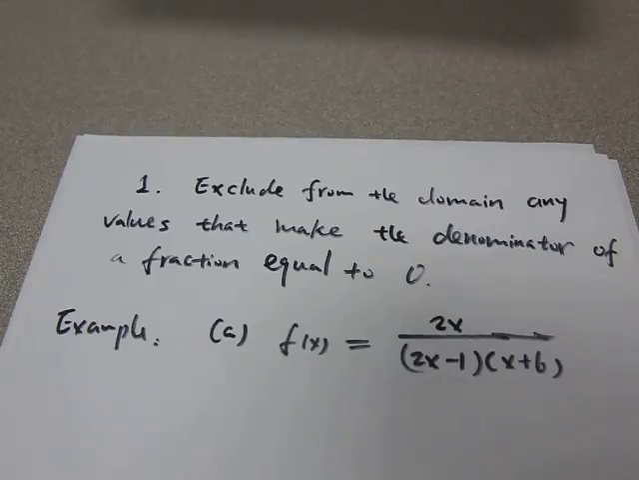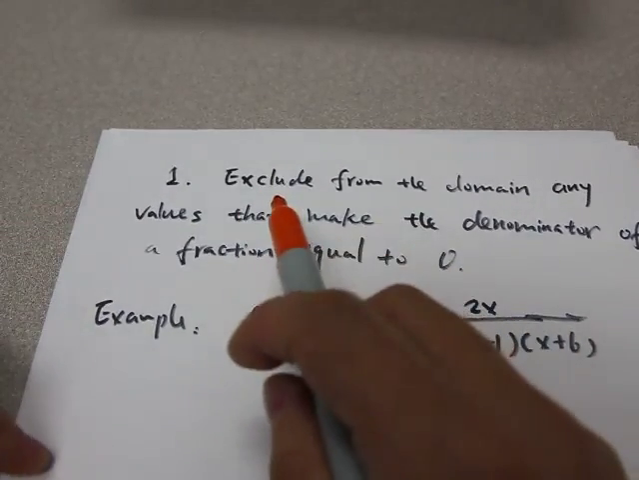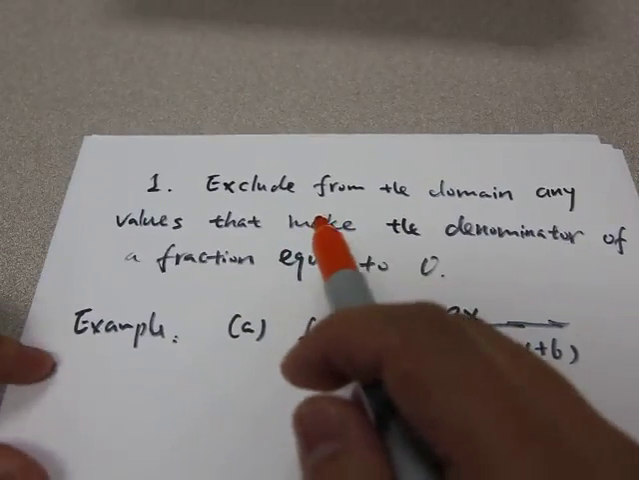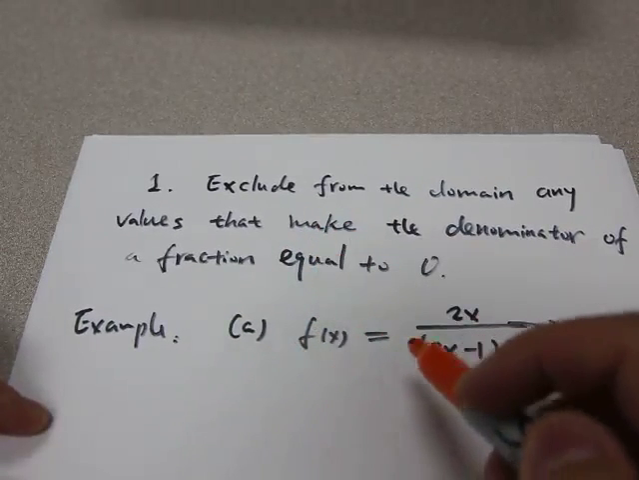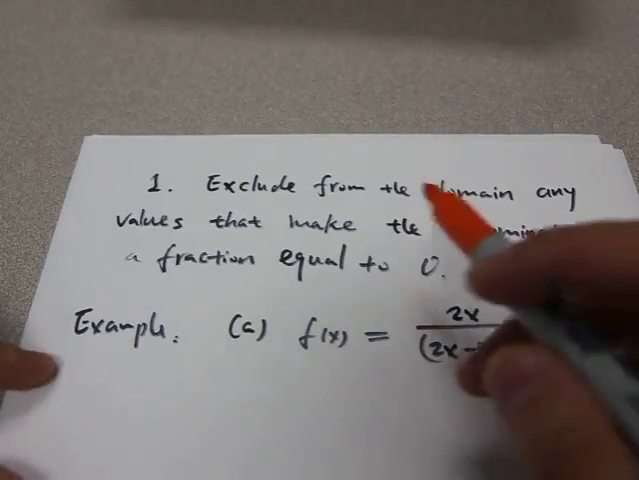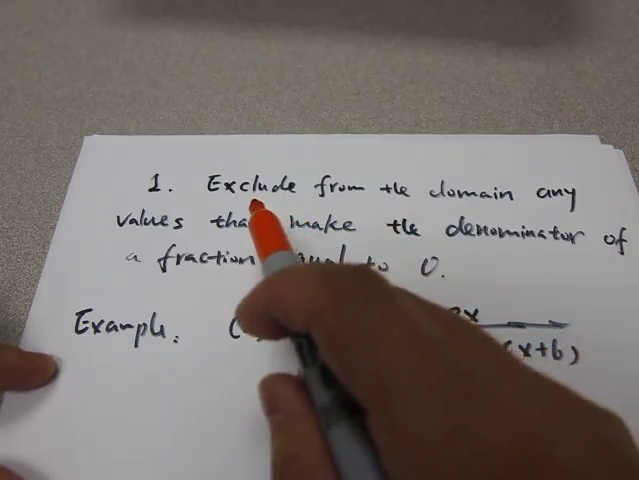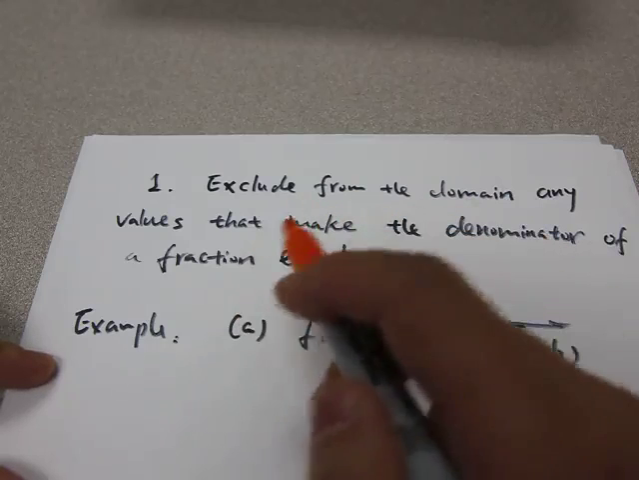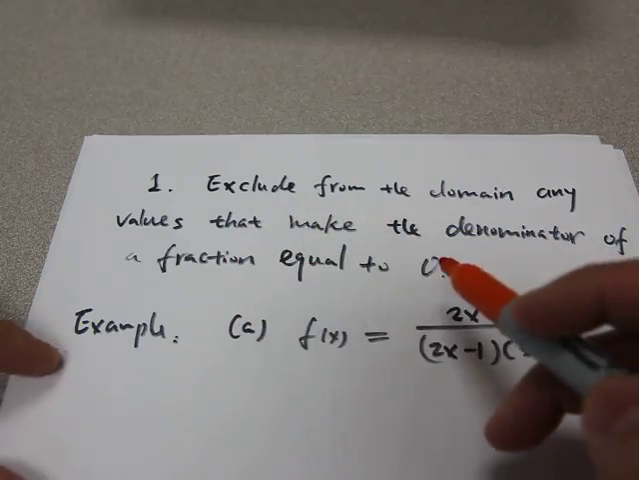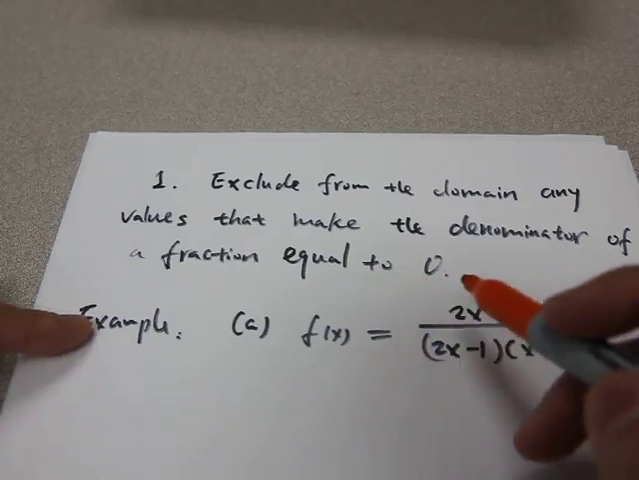Okay, now let's take a look at some other examples. So we know that when a function is defined by an equation, and if the equation contains a denominator, then the way we determine the domain is we need to exclude from the domain any values that make the denominator of a fraction equal to 0.